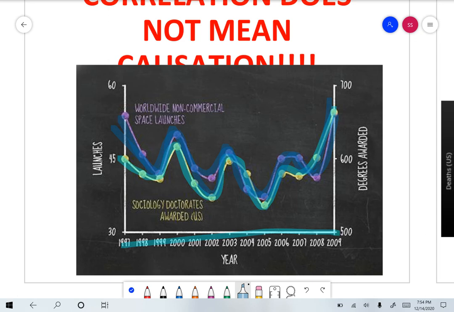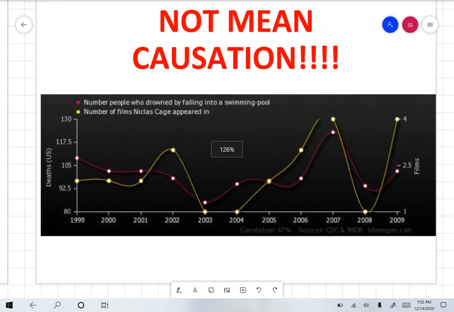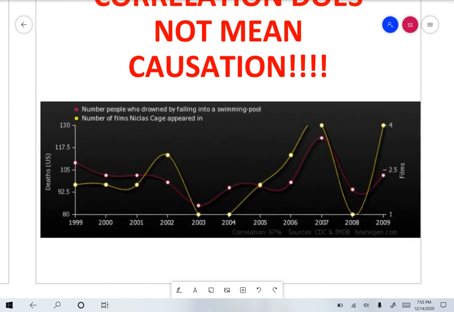But does that mean that the more people who get sociology doctorates cause more space launches? No, they're not related whatsoever. Correlation does not mean causation. I think this is my favorite one. I'm just giggling already thinking about it.